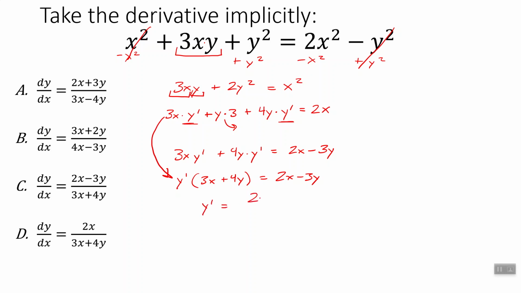And then y prime equals 2x minus 3y over 3x plus 4y. And remember, y prime is the same thing as dy/dx. And yep, that matches what we got. All right.